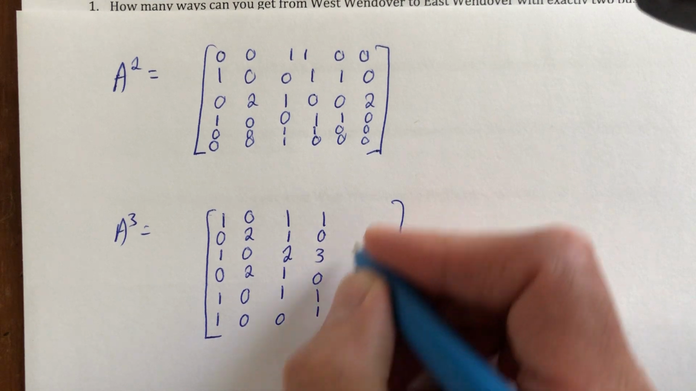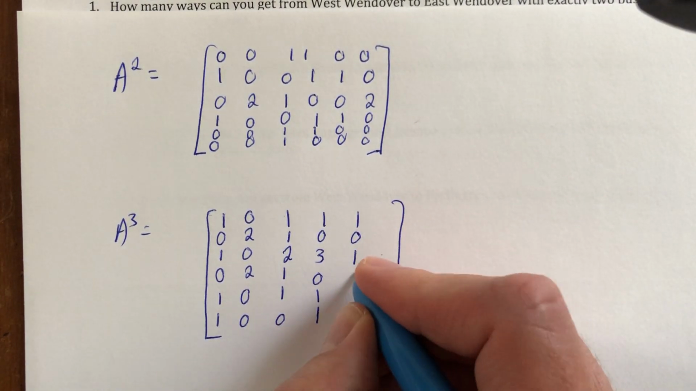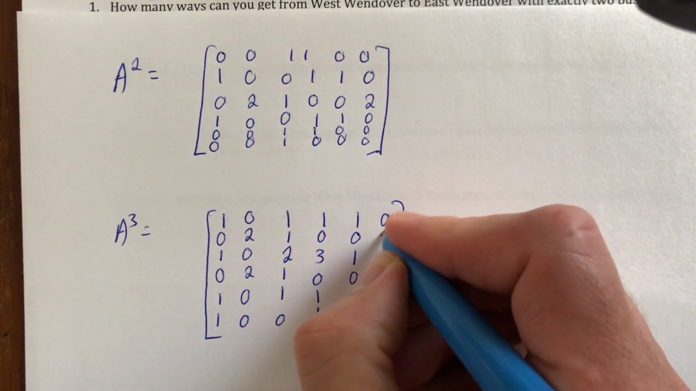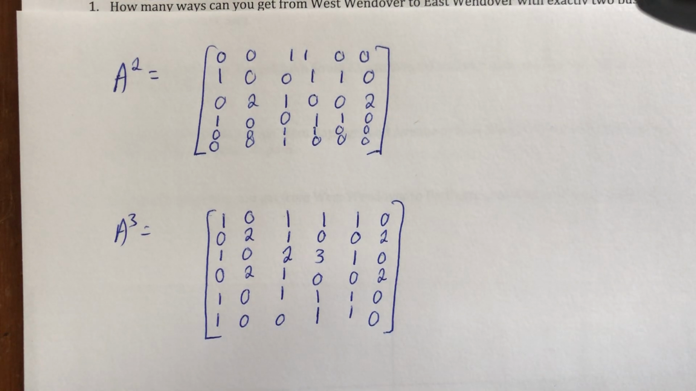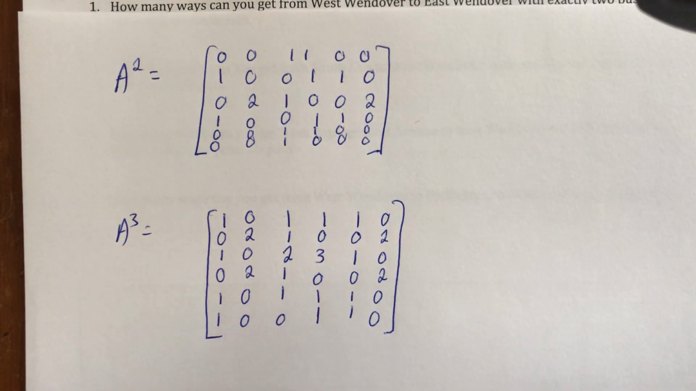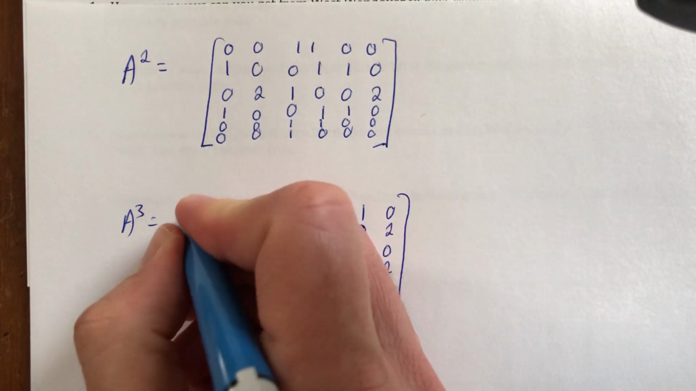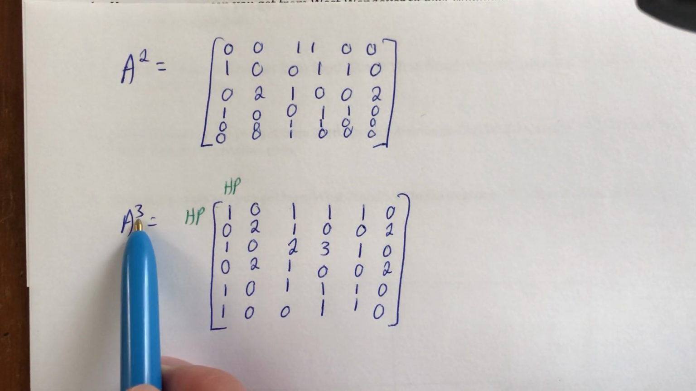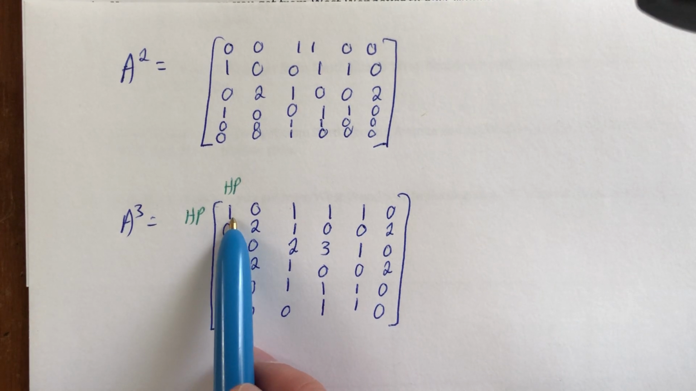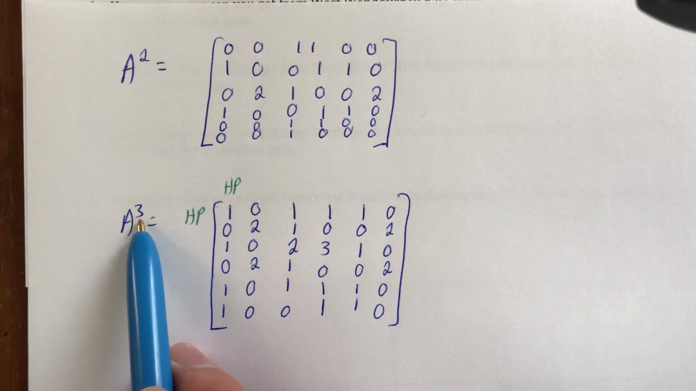But I hope you understand what this represents though. And that's important to know what this represents. This matrix is going to represent the number of ways you can get from, for example, High Point Road to High Point Road in 3 bus rides. And the answer is 1. There is 1 way to get from High Point Road to High Point Road in 3 bus rides.